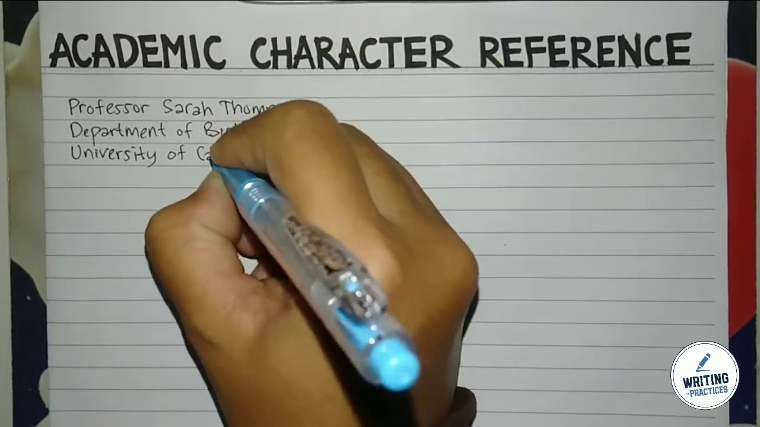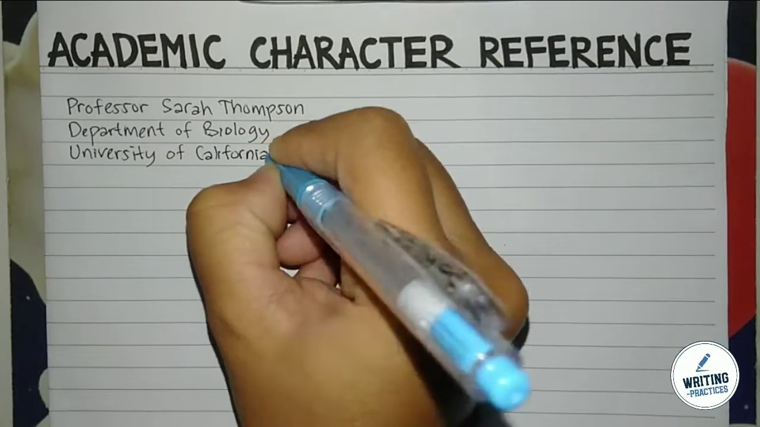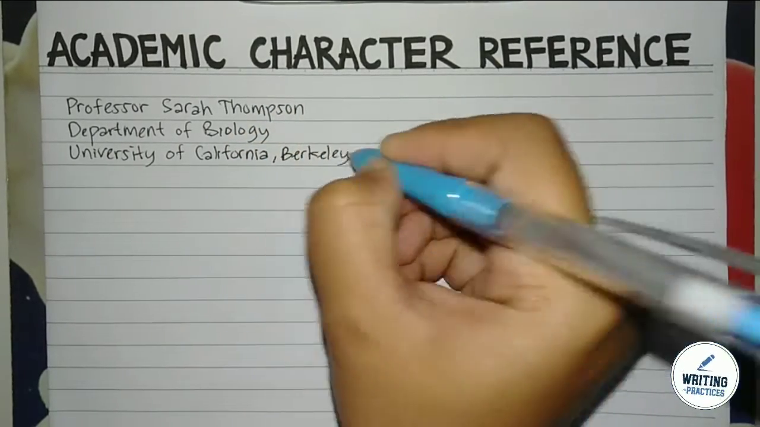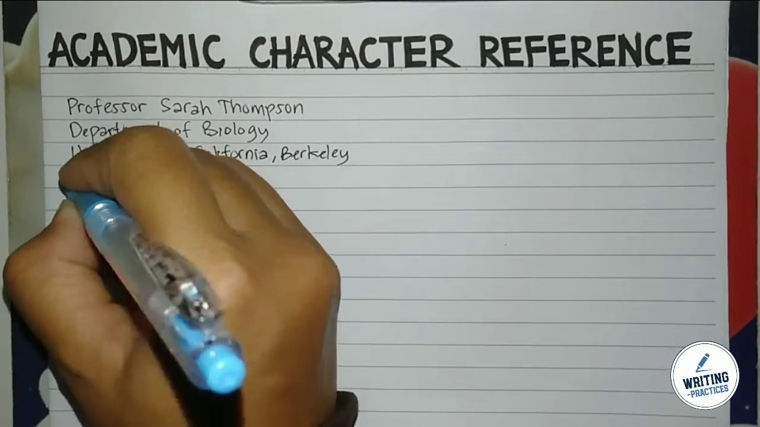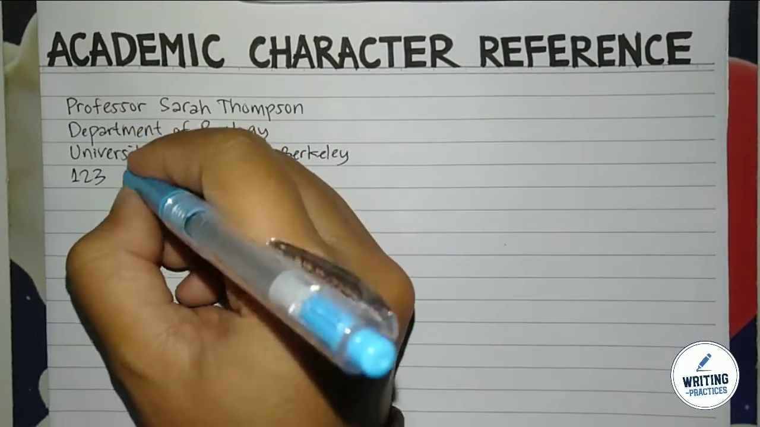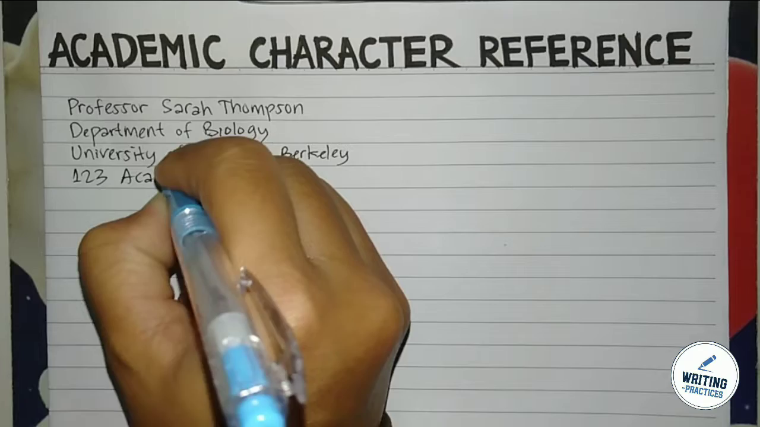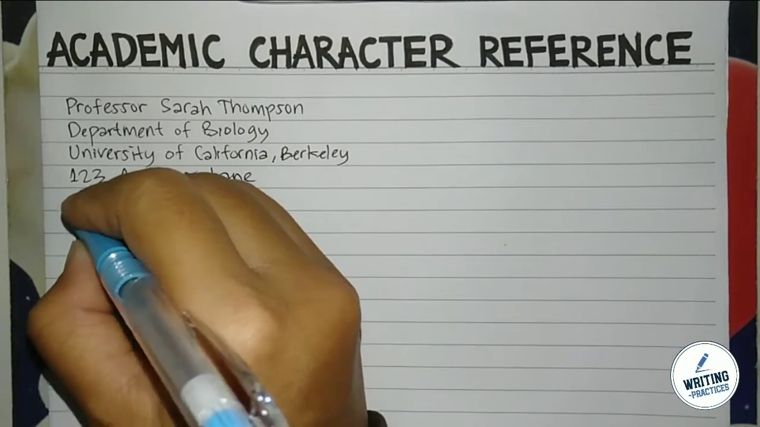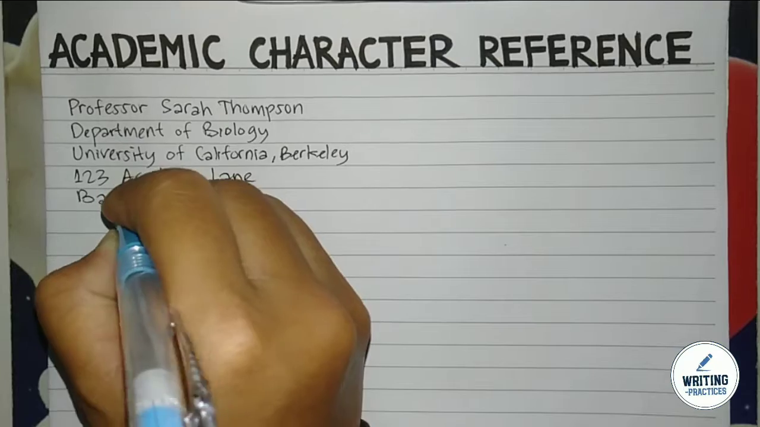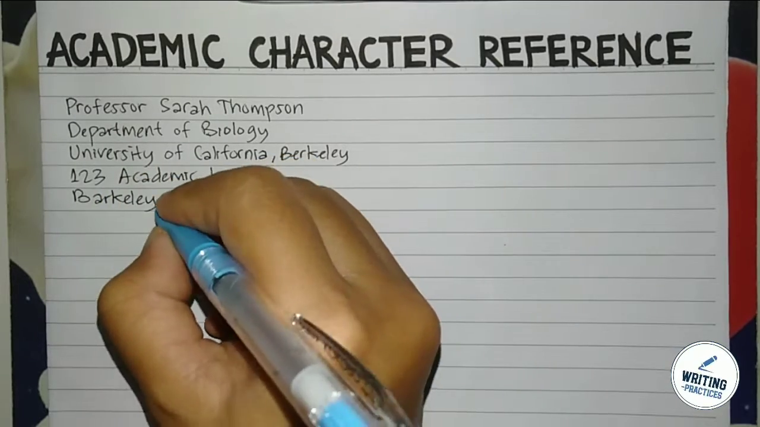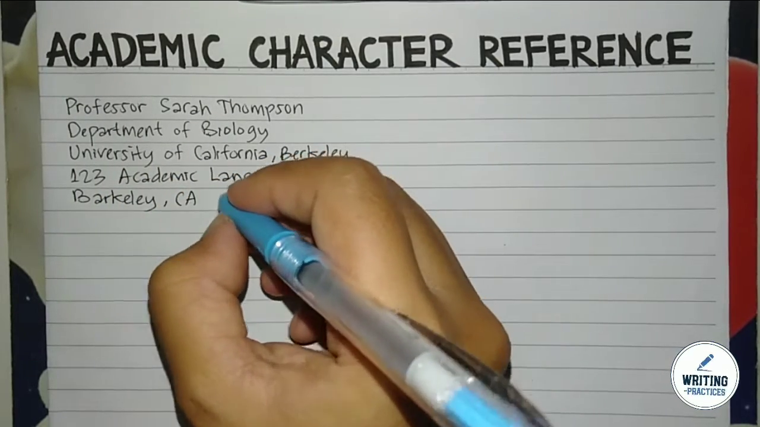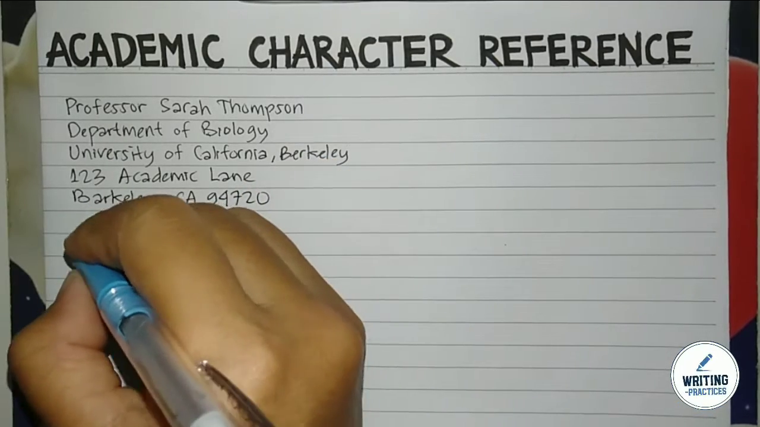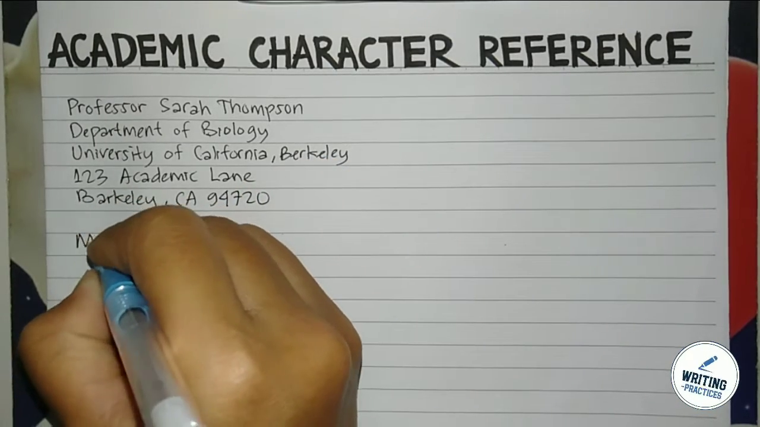Here, Writing Practices will show you how to write an academic character reference letter step by step. Check this out. First of all, you need to write your full name. In this case, the writer is a professor. And then, write your occupation in the educational institution. Or, you can directly mention the department. In this case is Department of Biology. After that, write the name of the university or school or educational institution. In this example is University of California, Berkeley.